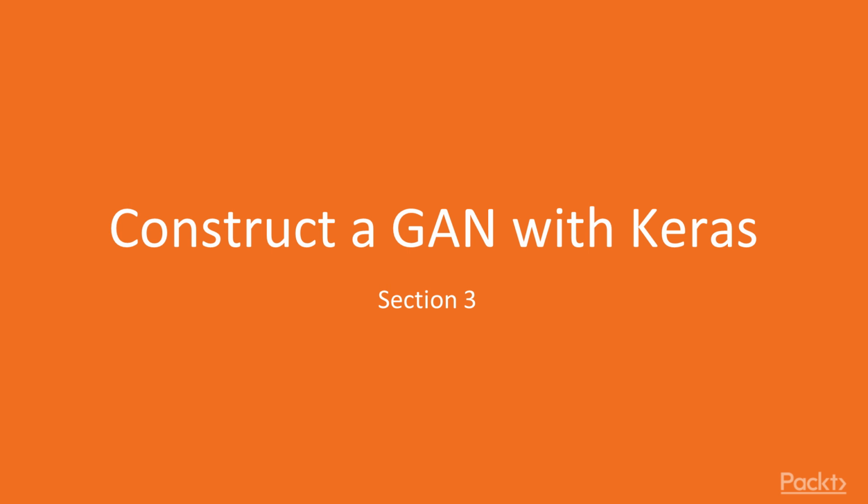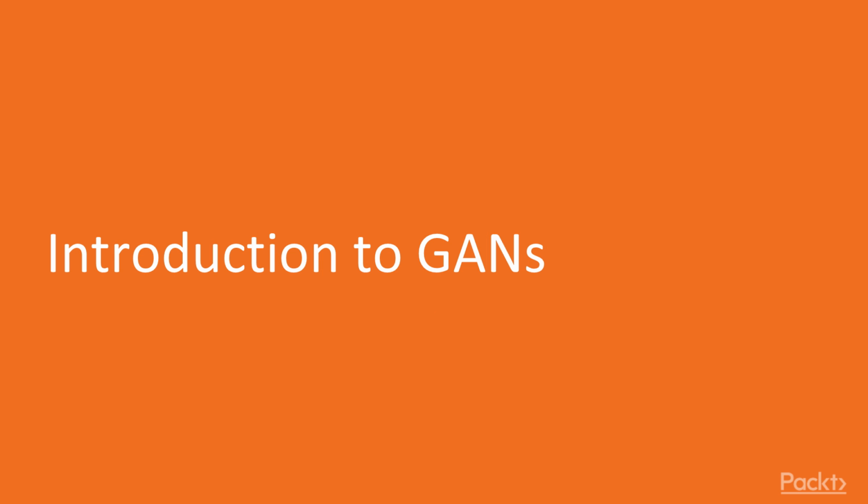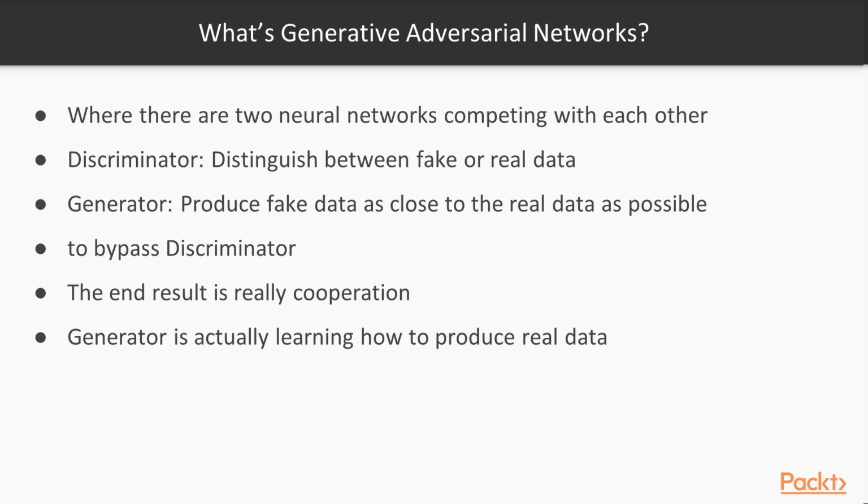Hello and welcome to section 3, constructing generative adversarial networks with GANs. We'll get started by introducing the concept of these networks and how they really work. So what are generative adversarial networks? They're basically two networks that are competing with each other.